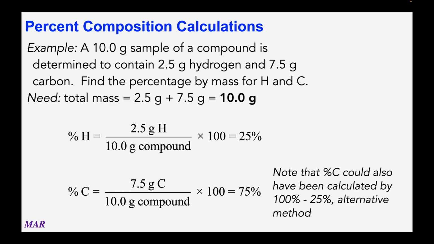And you can do the same thing for carbon. It would be the grams of carbon divided by the total grams of the compound. So in this case, 7.5 divided by 10 times 100, 75% carbon. And again, both of those percentages together should be about 100%, and they are, obviously.